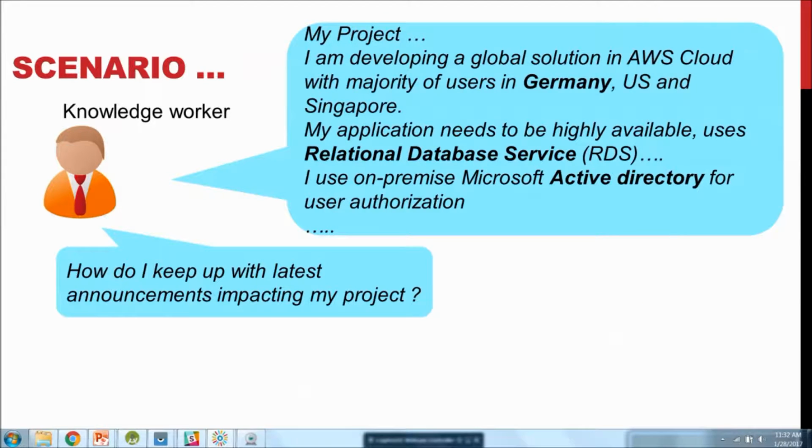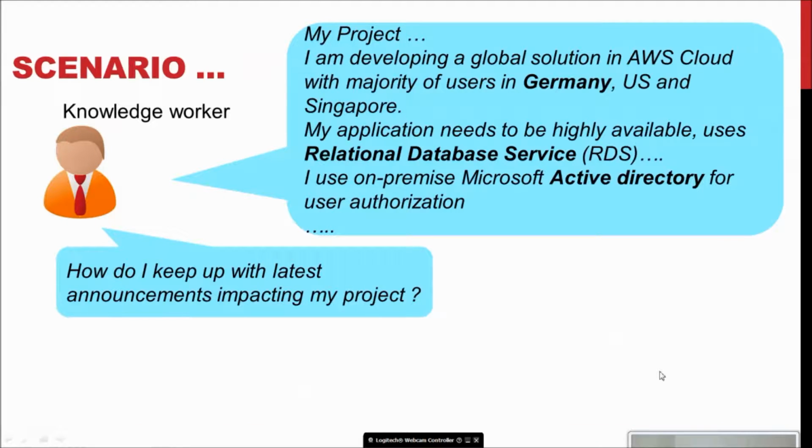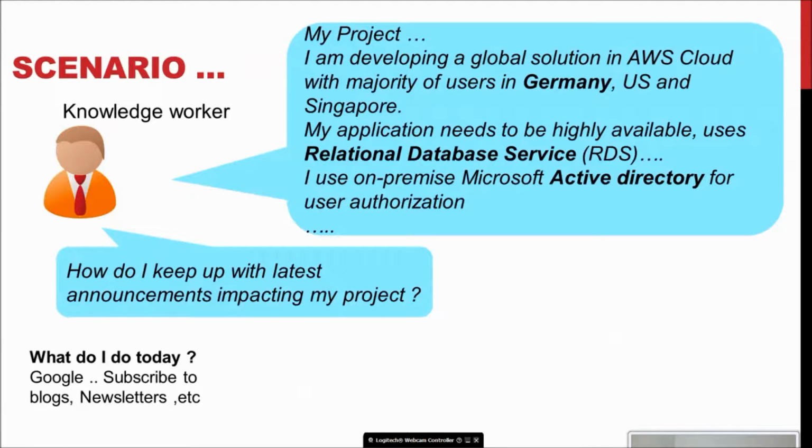We have often seen this kind of situation where, as a member of a project, I'm working on a technology project, let's say on Amazon Cloud, and I'm working with a lot of users spread across the world, and many of my users are distributed, and this being a new technology project, I need to know what's happening in my technology. How can a bot help me here? So today what I do is I Google, I subscribe to certain blogs, and I get newsletters. So all this is happening today, but it still has one limitation, that we still have to filter information.